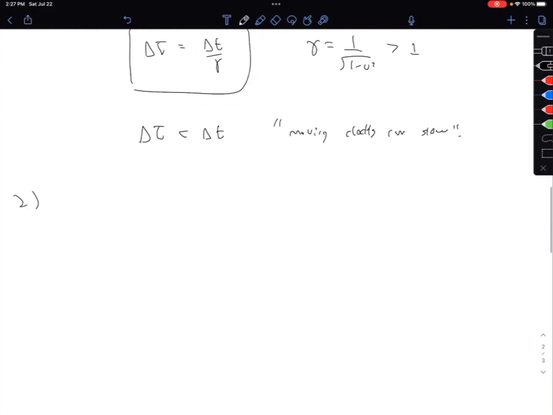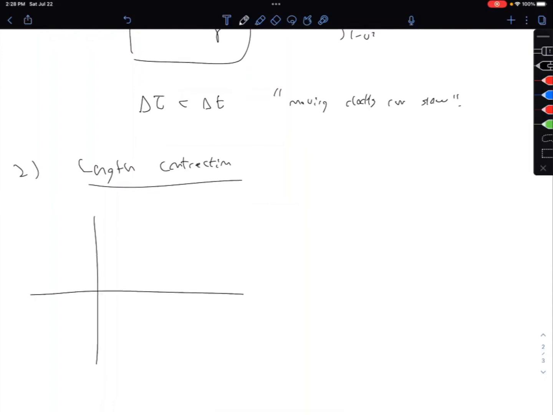Okay, so length contraction. So here I have t, here I have x. So if I have a stick that is just sitting in my frame, if I were to look at the ends of this stick in my frame, and I'm holding it stationary, then the world lines of these ends of the stick will just be these vertical lines like this, because they remain at the same location for all time, right? So these vertical lines that I drew are the world lines of the ends of the stick.